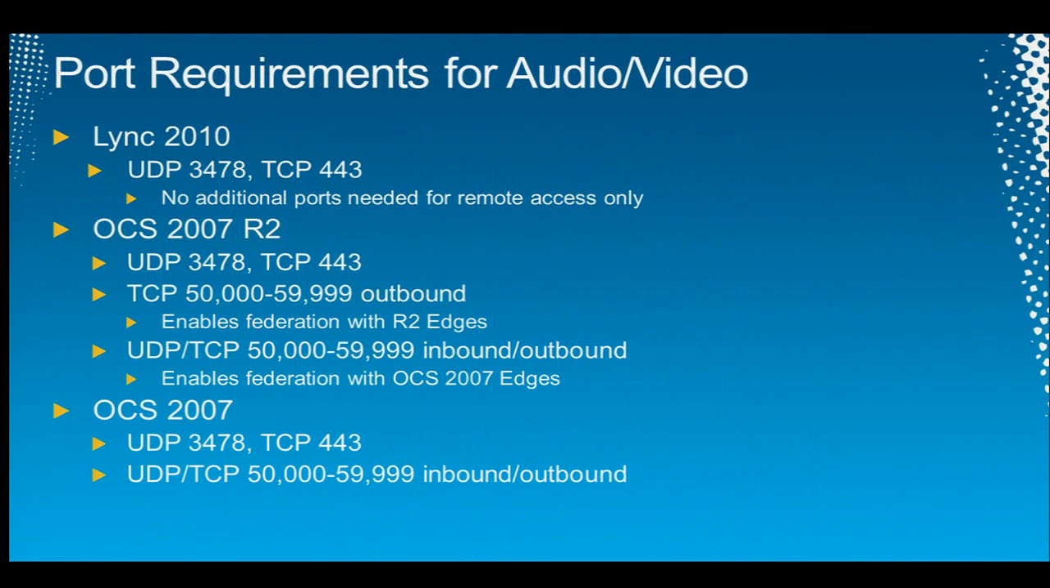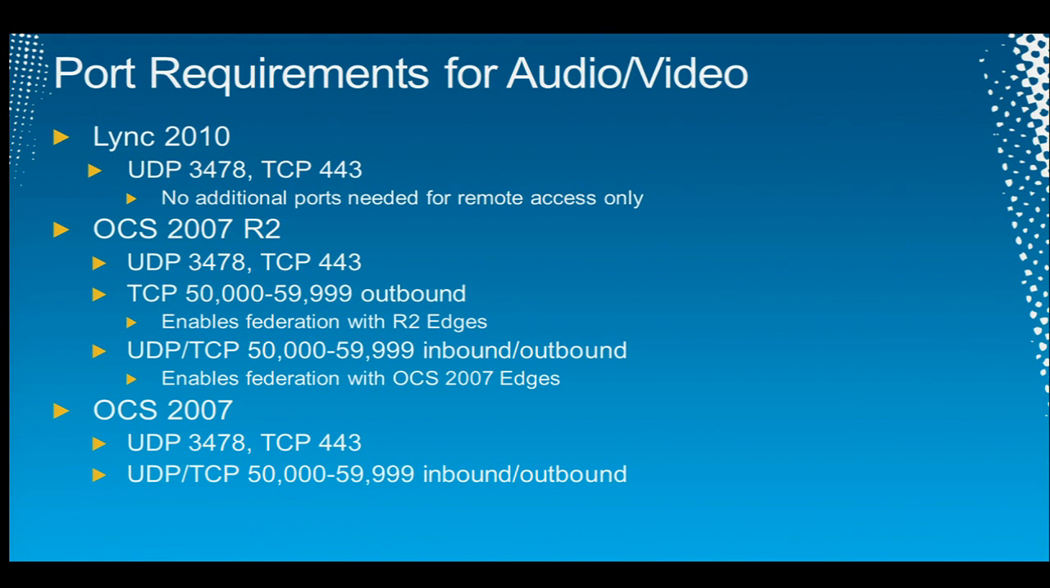For OCS 2003, you had to open a bunch of ports. You had to open port 3478 on UDP, and TCP 443. But then you had this wide range of ports, 50,000 to 59,999, and it would have to be open on UDP and TCP. A lot of the security folks would go, oh, that's a lot of ports. I don't want to open that many ports. You're making my security perimeter open up. I might as well not even have a firewall there, right? So that was a lot of trouble.